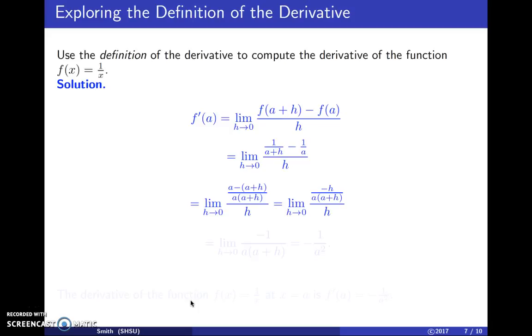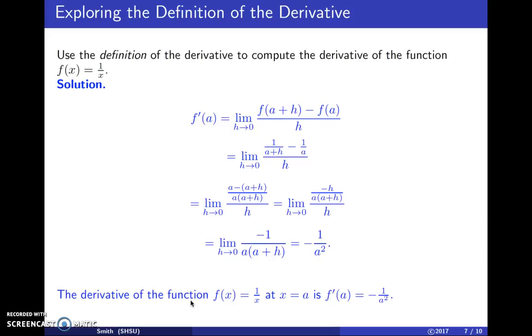There's a minus h in the numerator of the numerator, and the whole thing is divided by h. Those two h's cancel out, and I'm now looking at a limit of minus 1 over a times a plus h as h goes to 0. As h goes to 0, this simplifies to minus 1 over a squared. So if my function is 1 over x, the derivative at a point a is minus 1 over a squared.